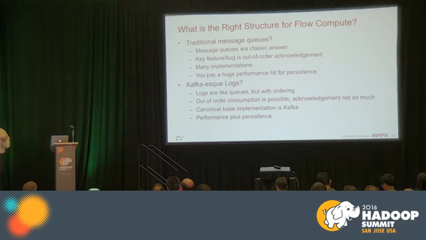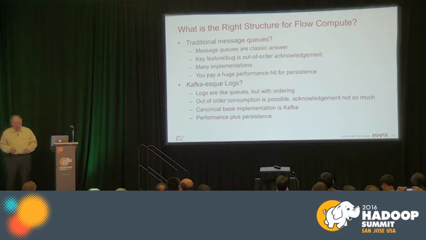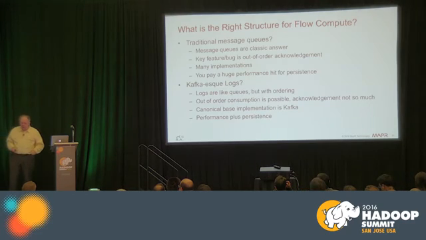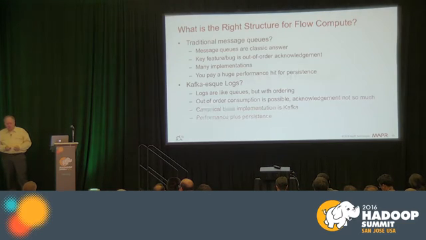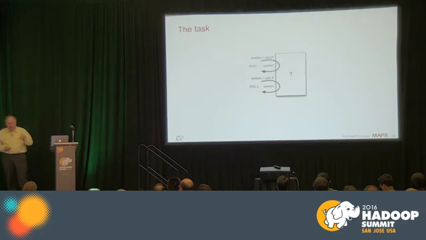Kafkaesque, in the sense of a persistent, performant, ordered log, I think, is the right answer here. Logs are like queues. They give ordering. They give multiple consumption. Out-of-order consumption is possible where we need it for scaling and speed. The canonical implementation is Kafka, and the Kafka API, I think, is the way we ought to go. Performance and persistence. So let's look at this.